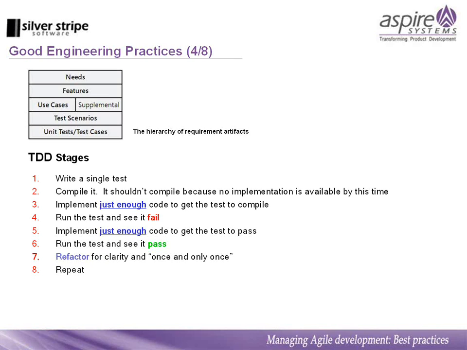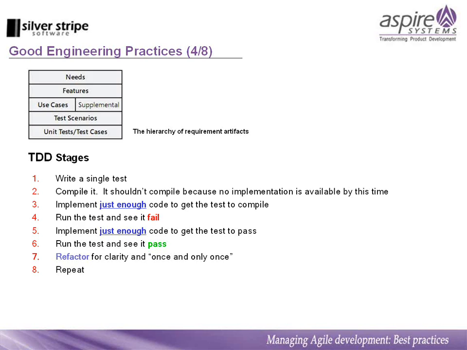So the first one is write a single test. Compile it, because it will not compile since we don't have anything implemented there, and it is going to fail for us. So the third stage, what is it? Implement just enough code to get the test to compile. Here, just enough code, we don't want to write more code. We want to write just enough code so that it gets compiled at first. Then run the test again. It is going to fail because it is just compiled, but it has no implementation in it.